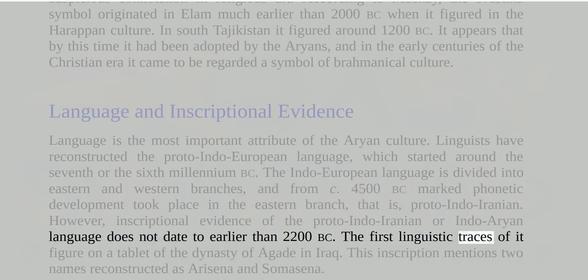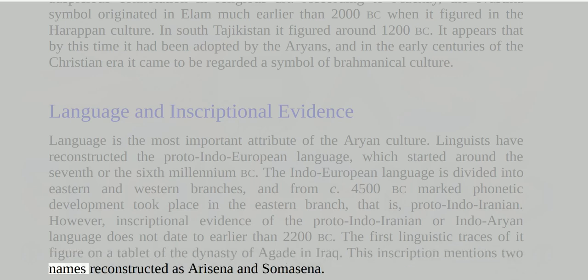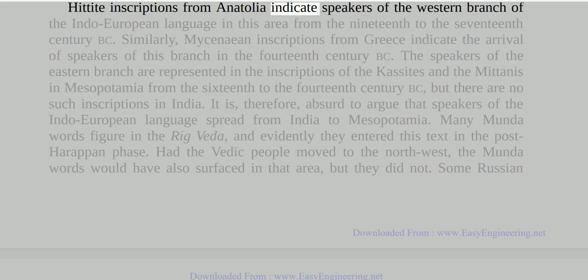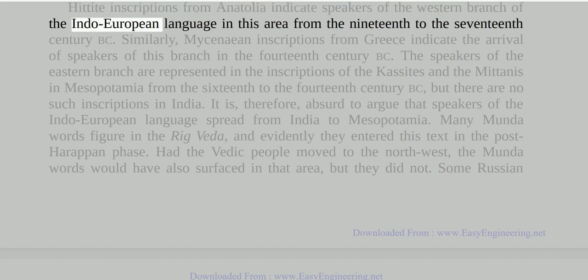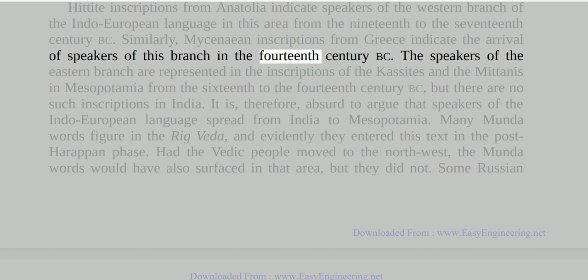The first linguistic traces of it figure on a tablet of the dynasty of Akkad in Iraq. This inscription mentions two names reconstructed as Aresena and Somansena. Hittite inscriptions from Anatolia indicate speakers of the western branch of the Indo-European language in this area from the 19th to the 17th century BC. Similarly, Mycenaean inscriptions from Greece indicate the arrival of speakers of this branch in the 14th century BC.